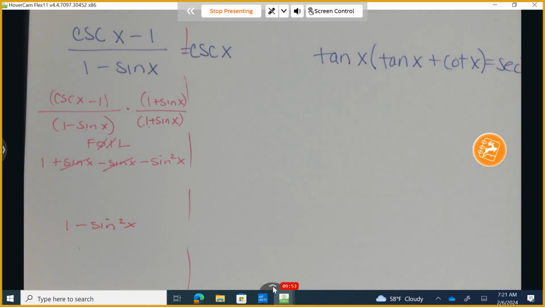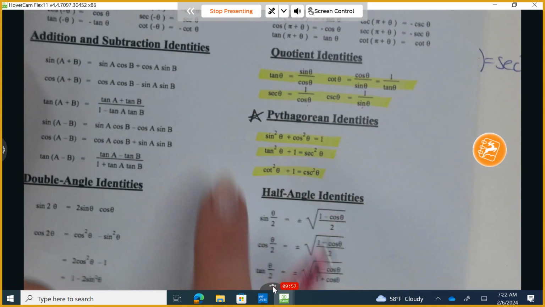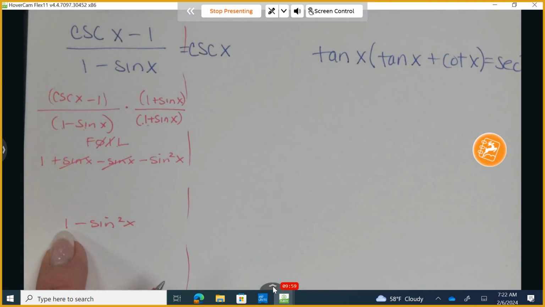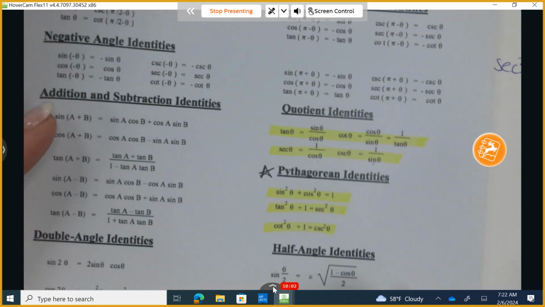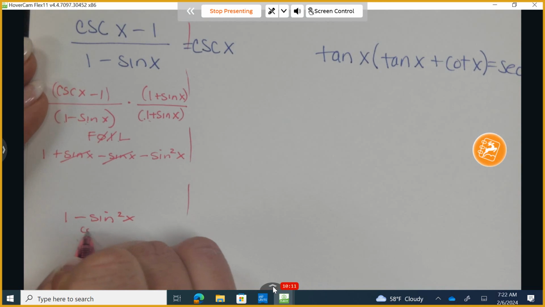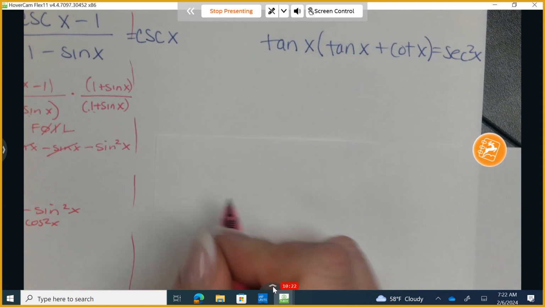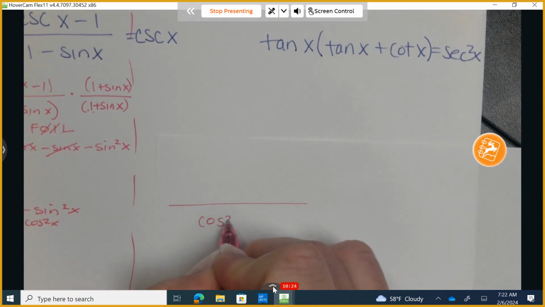Go back right now to the paper you've been asked to have out and look over here in our identities. Turn to your partner, what is 1 subtract sine squared x? So you're going to have to rewrite this. 1 subtract sine squared x is cosine squared. So I'm already going to change this into cosine squared x. I'm going to grab another piece of paper here because I'm going to need more space. I know the denominator has already been rewritten as cosine squared x, so I'm going to bring this over here. I know my denominator is cosine squared x.